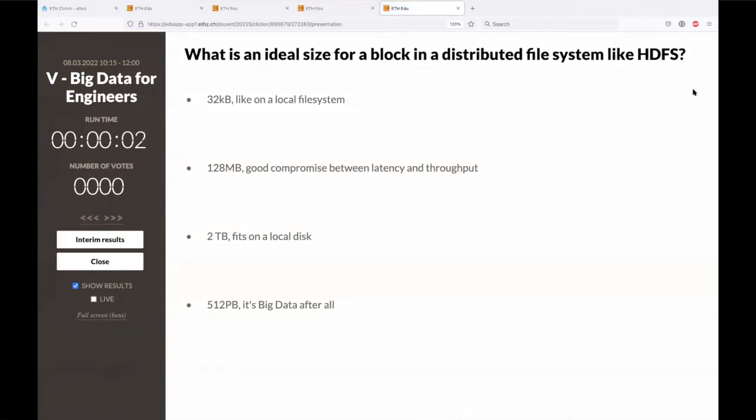32 kilobytes, that's an alternative to the 4 kilobytes, same order of magnitude as on the local file system. Or 128 megabytes, it's a good compromise between latency and throughput. Or 2 terabytes, because that fits on the local disk, right? So we have 1 block per machine. Or 512 petabytes, because that's big data.